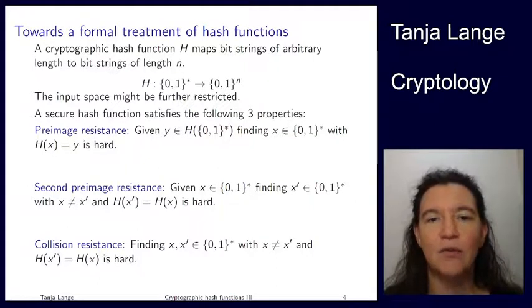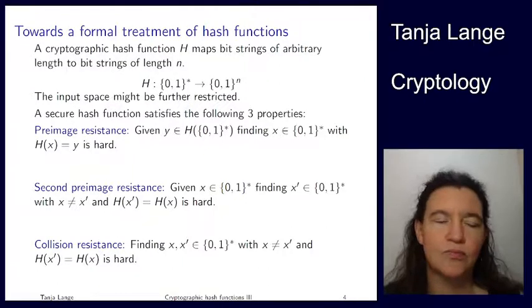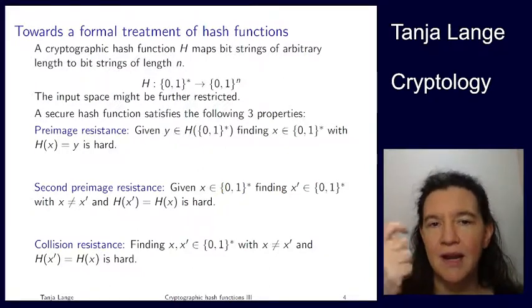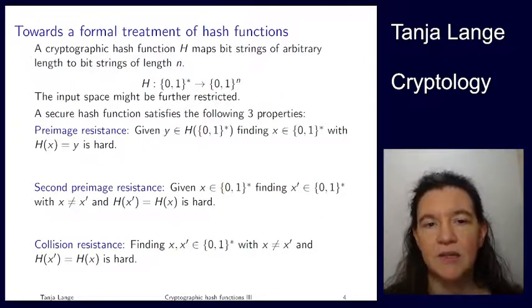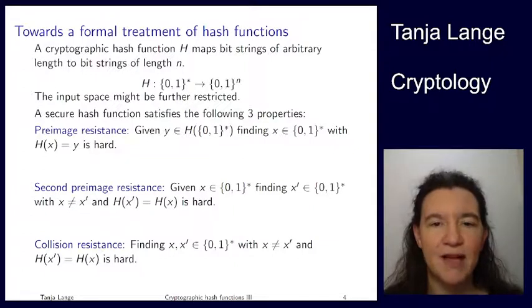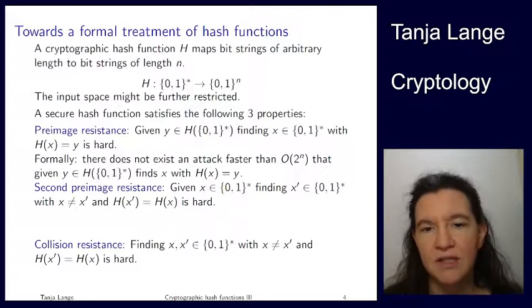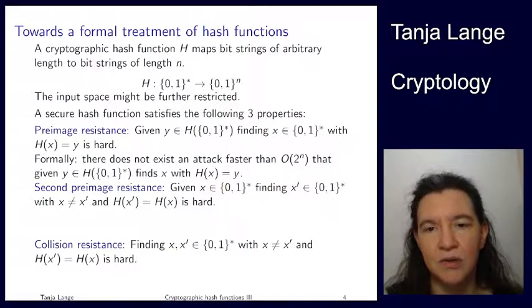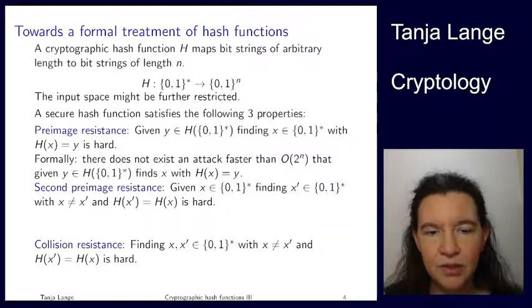And then, well, how do you formulate that something is hard? Now we know already that you can always expect to break pre-image resistance in 2 to the length, so 2 to the n here. And so what we mean by that, that something is hard, is that nothing faster is known. So the formal way that we could write this is there does not exist an attack faster than generic attacks, so than an attack that takes O of 2 to the n, that given the image finds a pre-image.